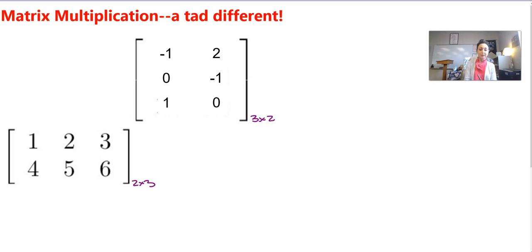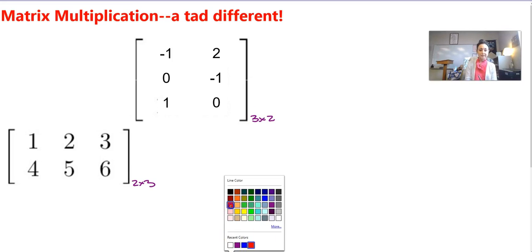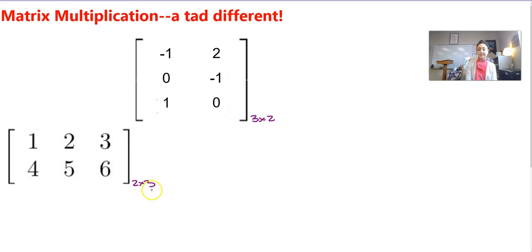Notice they're not the same order, which is actually not necessary for matrix multiplication. What's necessary is that your number of columns for your first matrix matches your number of rows for your second matrix. That's all we need, okay? And then my new matrix is going to be this number, my number of rows for matrix A, by my number of columns for matrix B. So what will my new matrix order be? It's going to be a 2 by 2, okay?